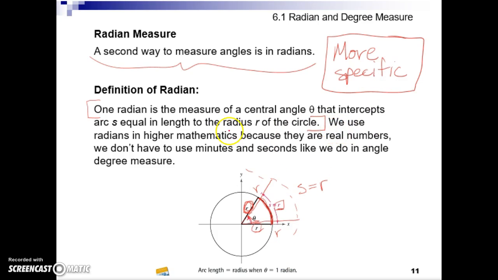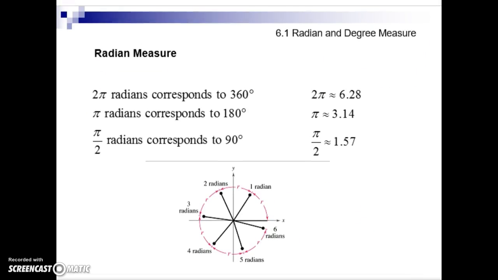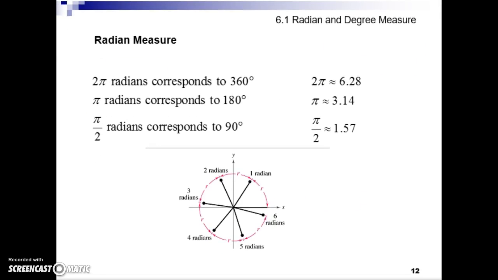The reason we want to use radian measure in higher mathematics is because it's real numbers. A radian is any real number. We don't have to worry about minutes and seconds when we're measuring with radian angle measure. So it's very specific, and we like it very, very much in upper level mathematics. So radians are something that we're going to use often and that you will eventually become comfortable with. You might not be right away, but you will become more comfortable with radians.